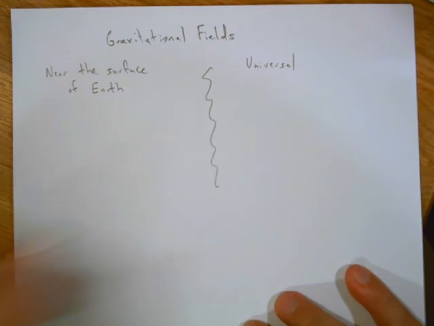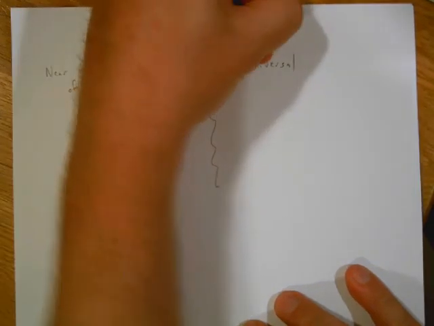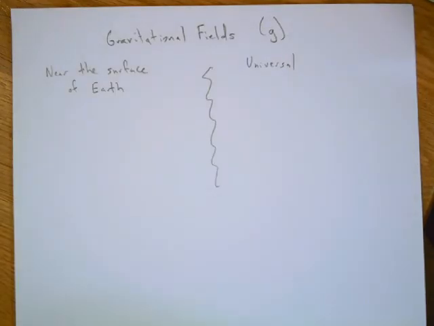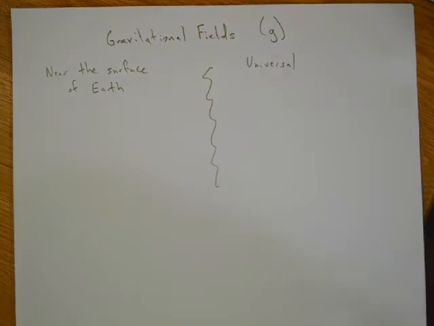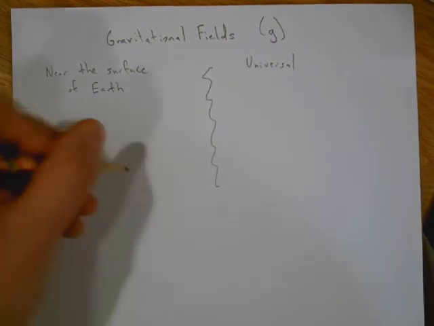The symbol for a gravitational field is just this lowercase g. We already know that near the surface of the Earth, the gravitational field strength is 9.8 meters per second squared, or if you want, 9.8 newtons per kilogram. But let's kind of draw it.